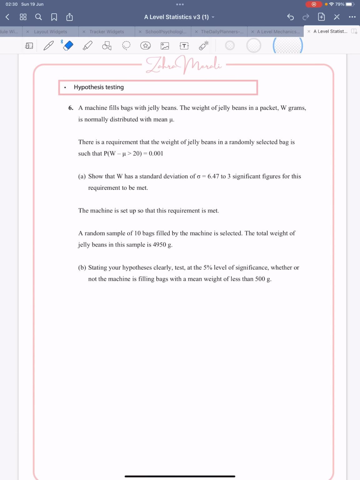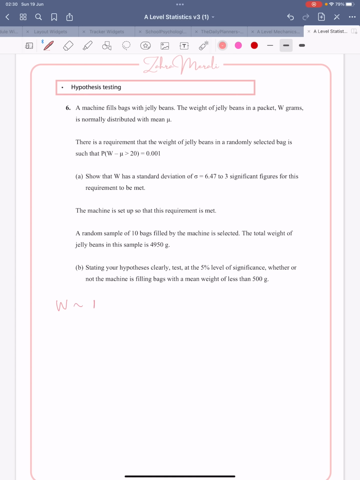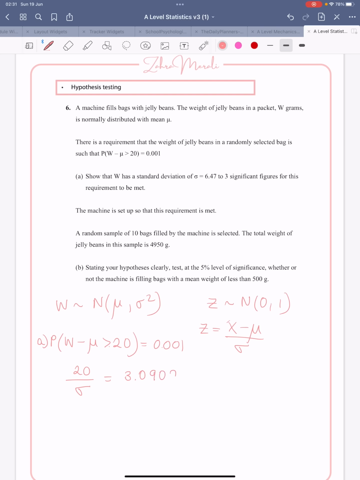Okay, let's look at hypothesis test. We have some weight of some jelly beans, which is normally distributed with some mean and some standard deviation. We've been given the probability of W minus mu is greater than 20, but because we don't have values, we're going to use our Z world, which is normally distributed 0, 1, and Z is X minus mu over sigma. So we're going to change it into Z's: 20 over the standard deviation, and the inverse of the area of 0.001 is 3.902, which gives you 6.47, which is what we're looking for.